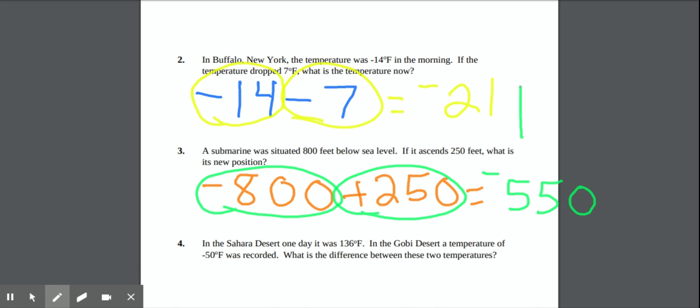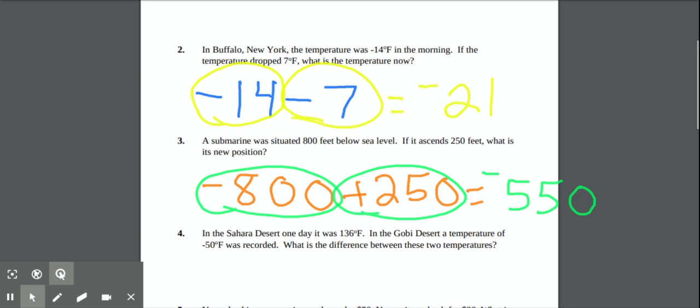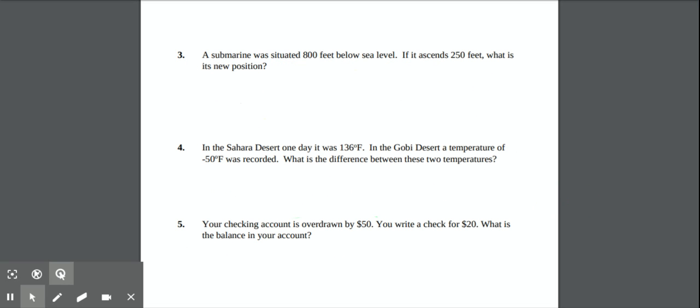Number 5. I'm sorry, number 4. Oops. Let me try and erase this. Number 4. In the Sahara Desert, one day is 136 degrees. In the Gobi Desert, a temperature of negative 50 was recorded. What's the difference between those two?